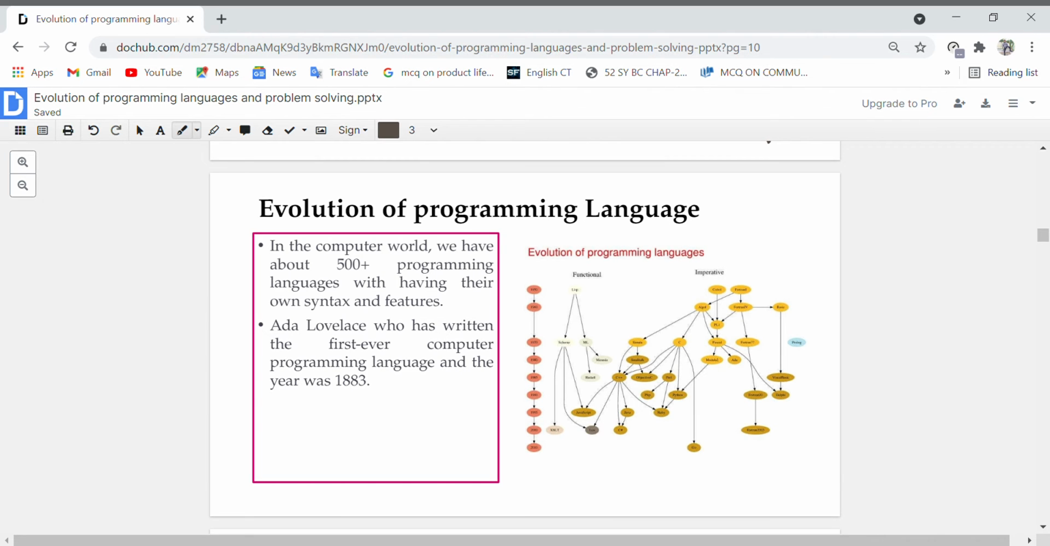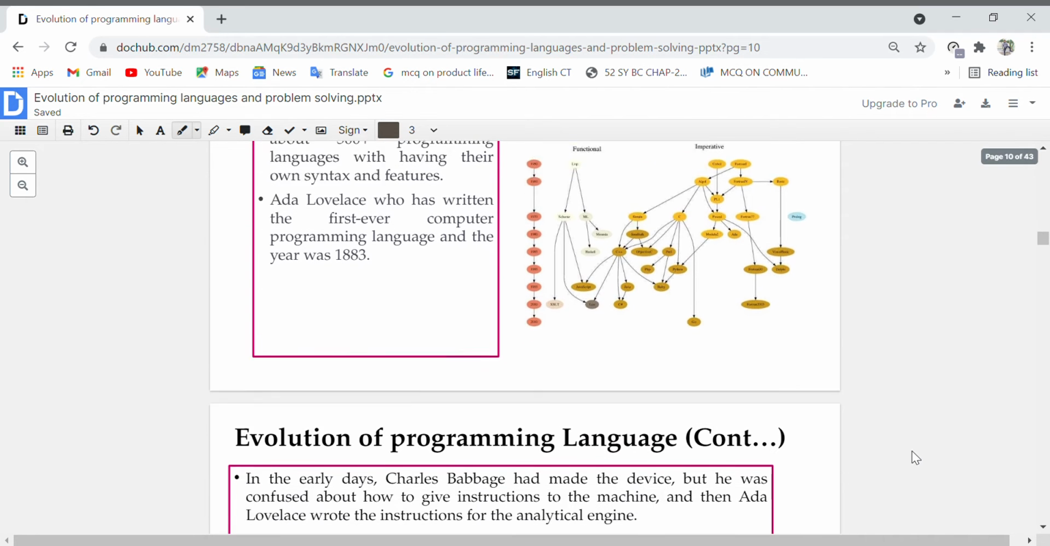Nothing to learn much. There are around 500 programming languages having their different syntax, style, features, etc. The first one who wrote a program was Ada Lovelace, and initially the devices were made by Charles Babbage. These are all common information you must know.